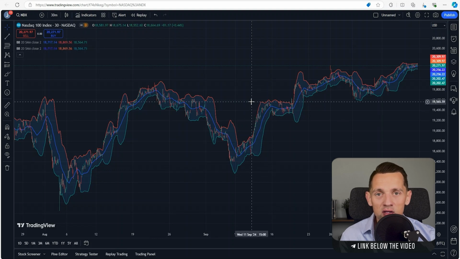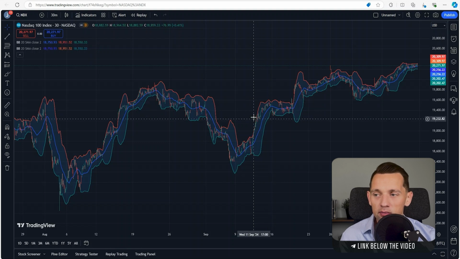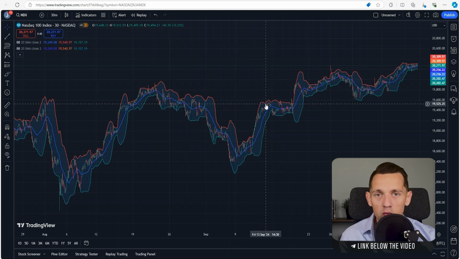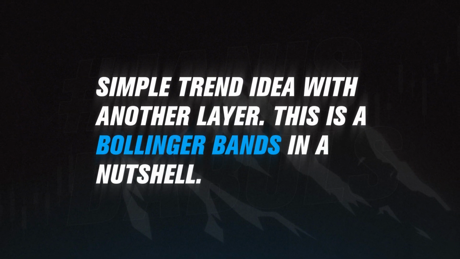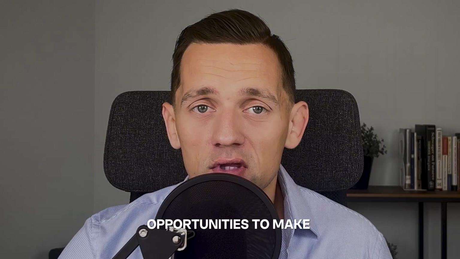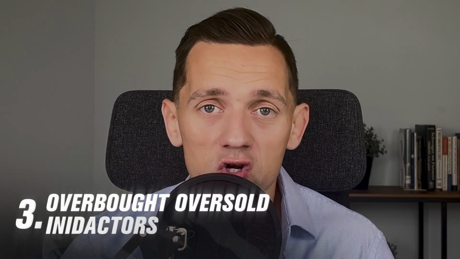They are not exact trade recommendations, because there are also an infinite number of trading strategies, but they simply show you that you could use it not only as an indicator whether the trend is bullish or bearish, but also whether it's overbought or oversold. So a simple trend trading idea with another layer. This is Bollinger Bands in a nutshell. It's up to you how to use it correctly, because here also opportunities to make money are endless. But now let's go on to overbought, oversold indicators.